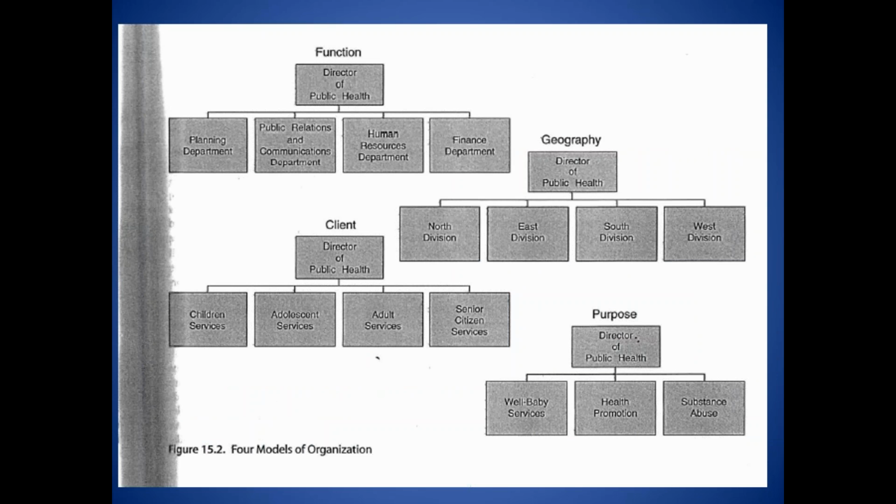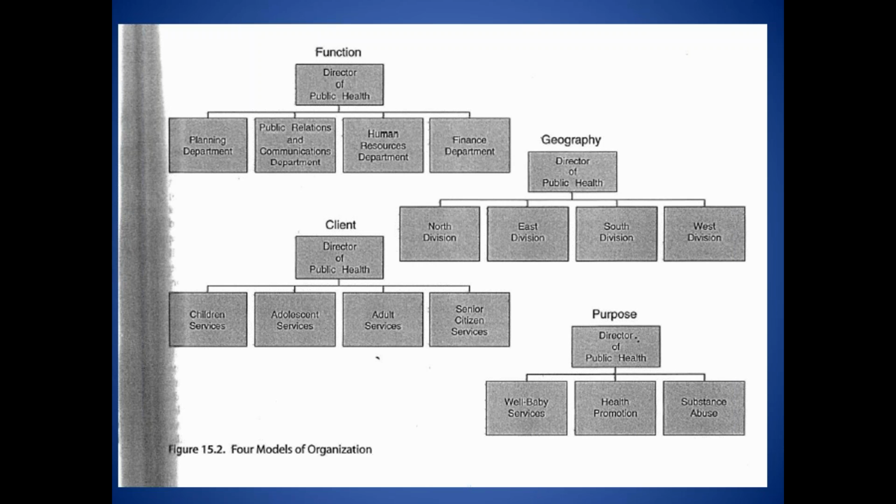Okay, so there are basically four ways I can see organizations developing their structure: function, geography, client, and purpose. So if we were talking about a public health department, the director might organize activities related to functions: planning, public relations, human resources, finance. Or they may organize it differently. If it's a large service area, they may say, I'm going to assign somebody as the associate director for the North Division and a separate person who's totally responsible for the South Division of the health department.